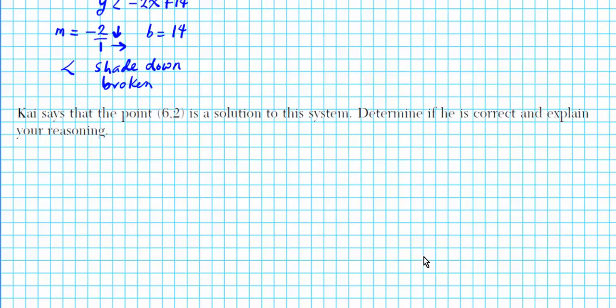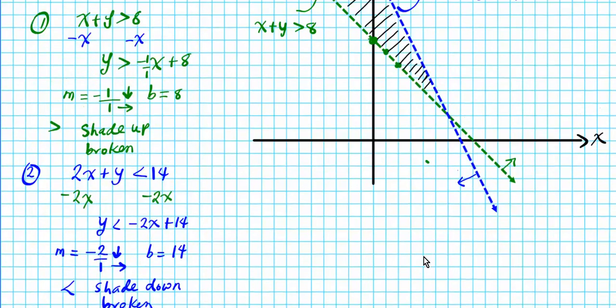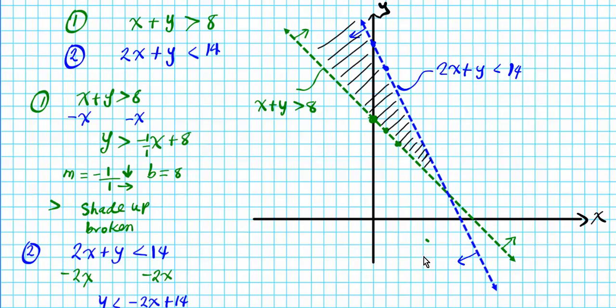Okay, now let's look at the second part of question 34. It says, Kai says that the point (6, 2) is a solution to this system. Determine if he's correct and explain your reasoning. Okay, so all we have to do is graph the point and see if it falls into the solution region. So let's graph the point. 6, 2: 1, 2, 3, 4, 5, 6, and 1, 2, bam. Okay, so this is what Kai claims, that this point is in the solution region.